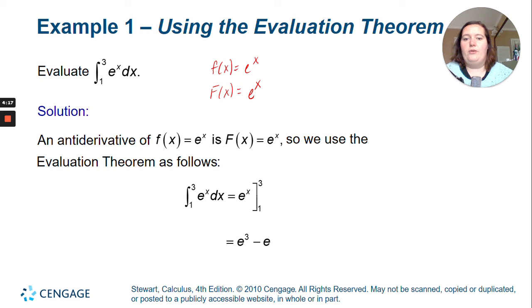So the way I would write this is I would say the antiderivative is e to the x. I'm evaluating this from 1 to 3. Or you can use this half bracket, but I usually use the line. Plug in the top number, plug in the bottom number, and subtract. And that's how we get e cubed minus e.